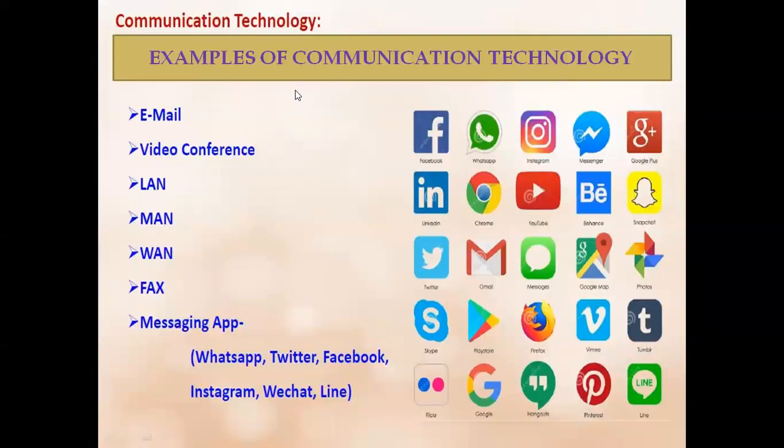First one is email. It is used to send or receive the message through internet. Video conferencing. We can chat or call with the help of video conferencing. LAN, MAN, and WAN. These are the communication ways to send or receive the message locally or globally. Some messaging apps like WhatsApp, Twitter, Facebook. With these apps, we can send or receive the message.